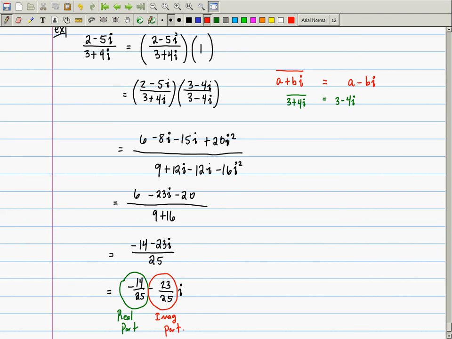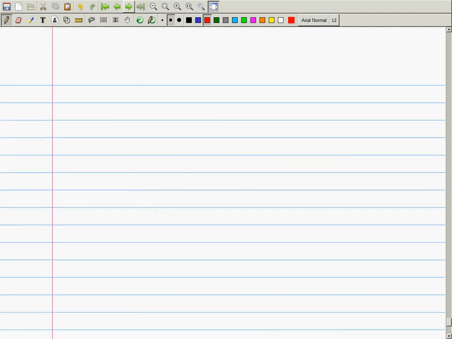Okay, I want you to do the following exercise. Please compute the following: a plus bi multiplied by a minus bi. I want you to multiply this out and collect like terms.